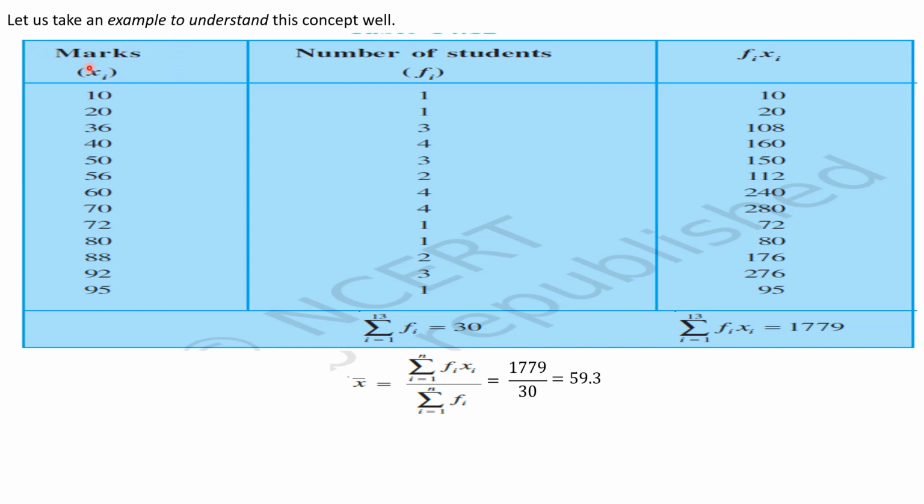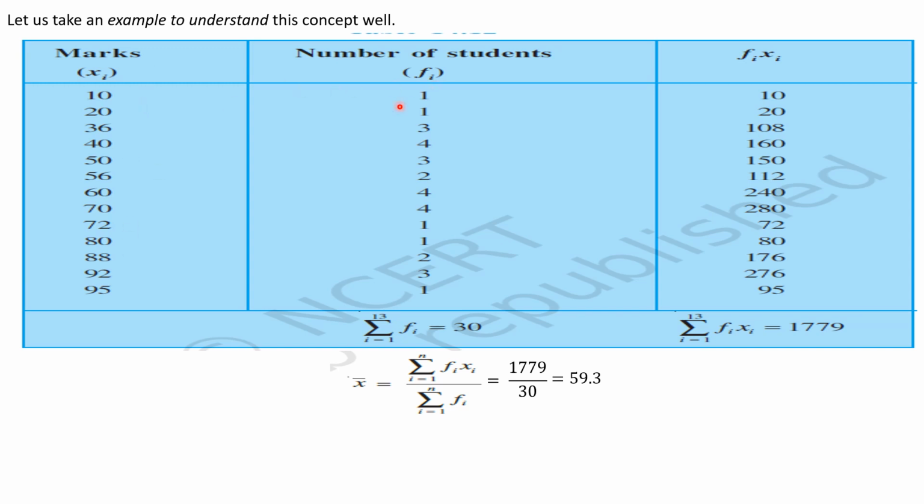Okay, my dear children, see, these are the xi's: 10, 20, 36, 40, 50, 56, 60, 70, 72, 80, 88, 92, 95. For the same example, example 2, see page number 240 in the textbook. Example 2 was given, that is ungrouped data. We have prepared an ungrouped frequency distribution for that ungrouped data like this.